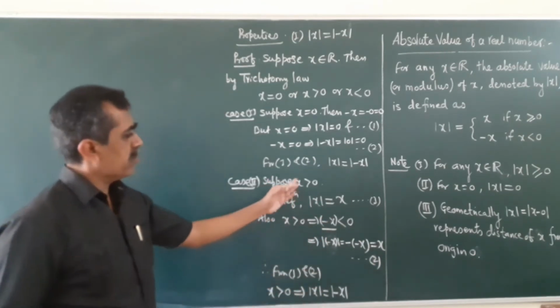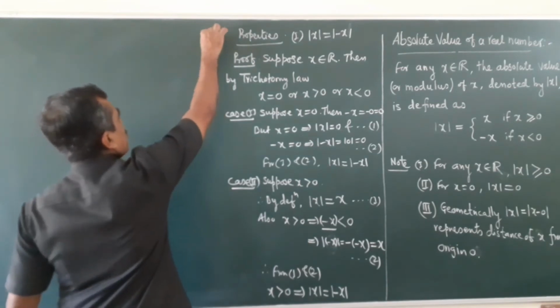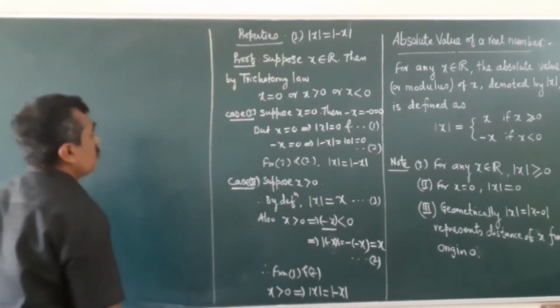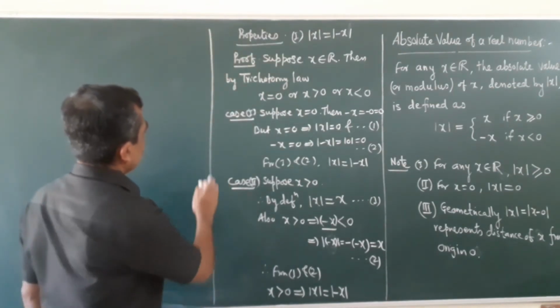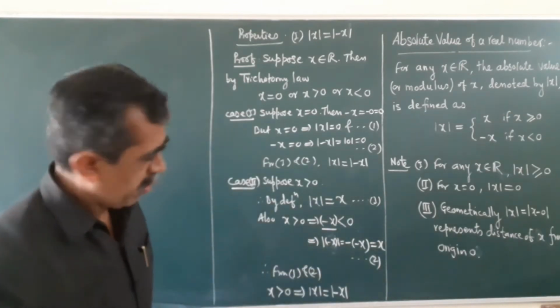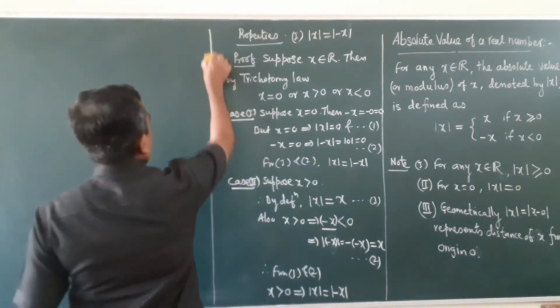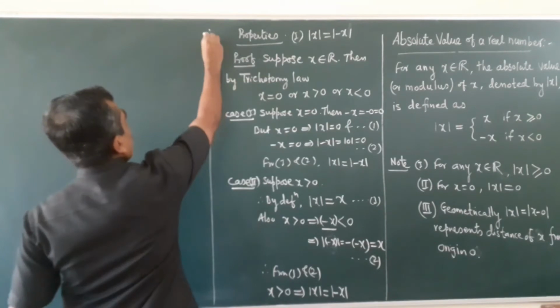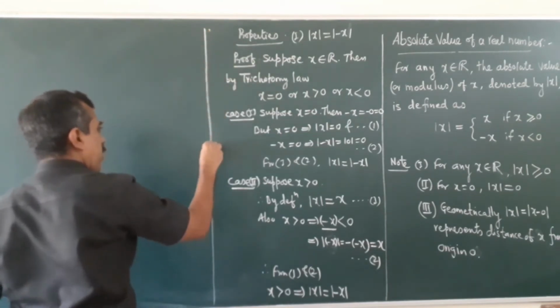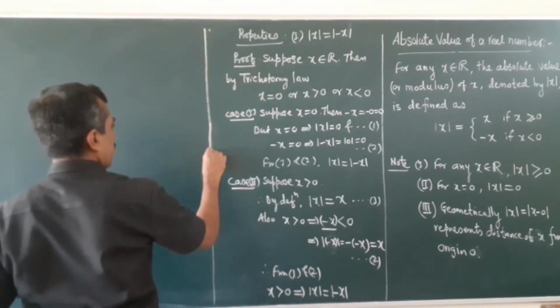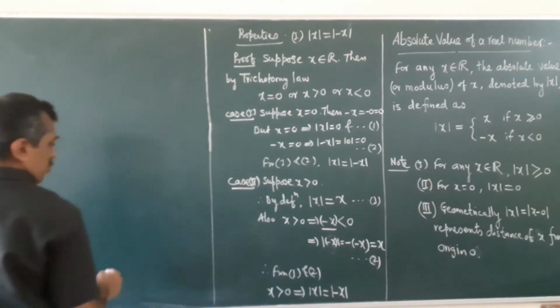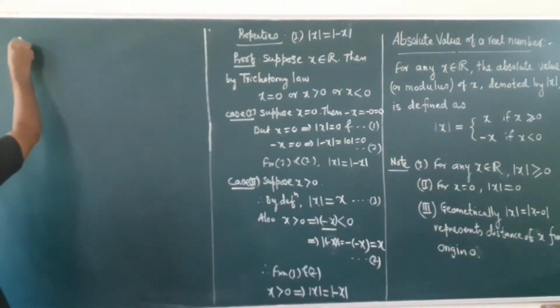So whenever x is greater than 0, modulus satisfies the property mod x is the same as mod of minus x. Now see case 3. Case 3.